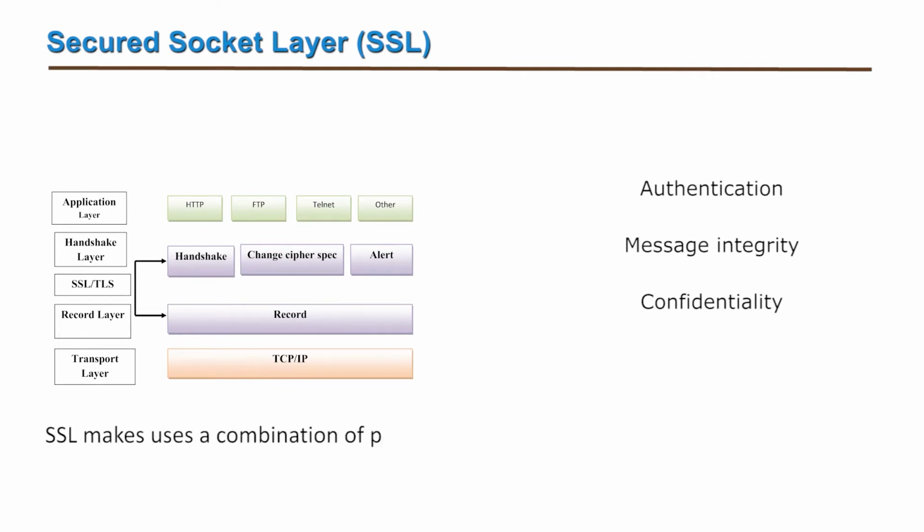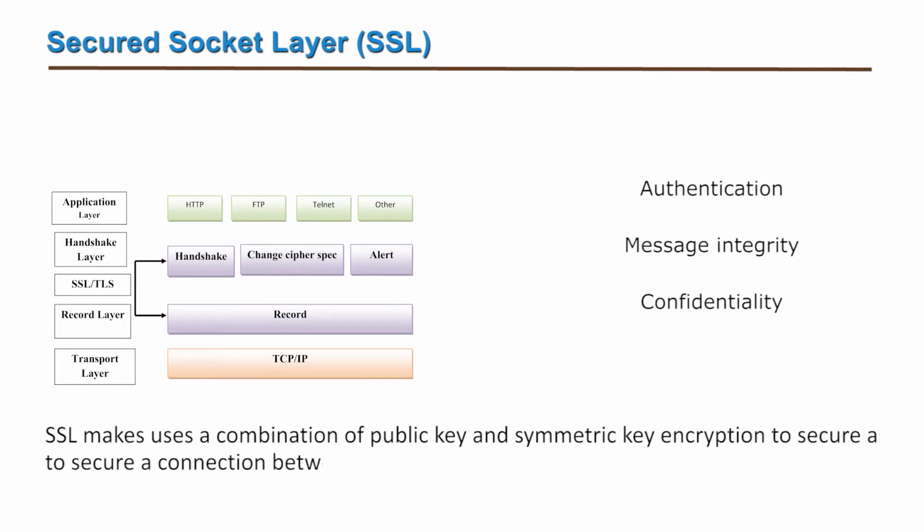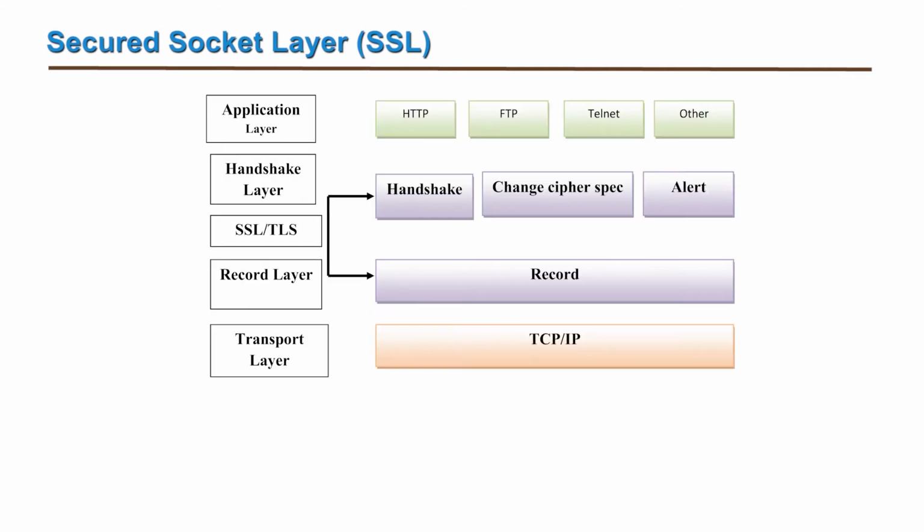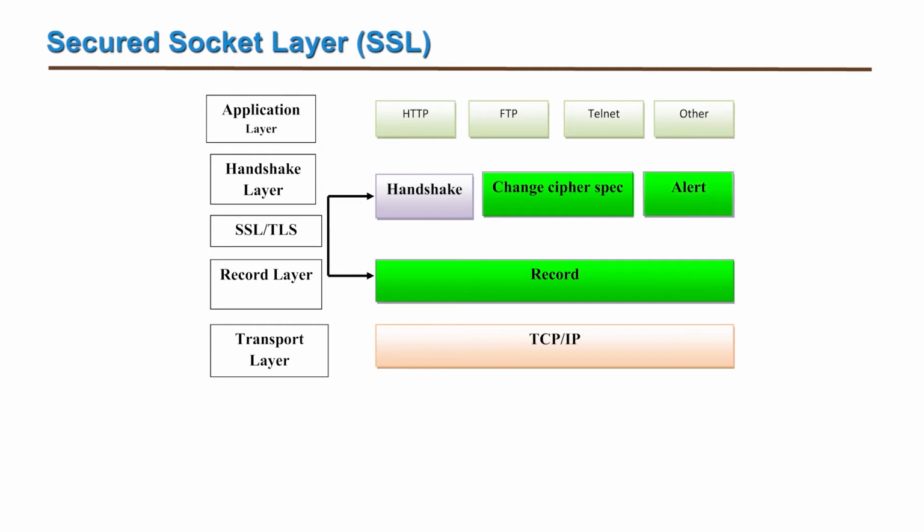SSL makes use of a combination of public key and symmetric key encryption systems to secure the connection between two machines. SSL contains 4 sub-protocols. They are the record protocol, change cipher spec protocol, alert protocol, and handshake protocol.